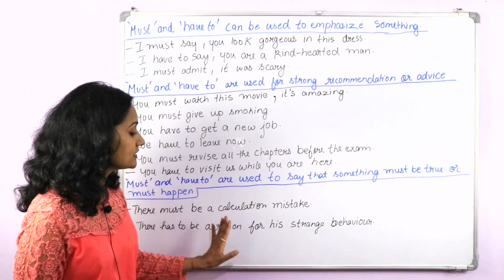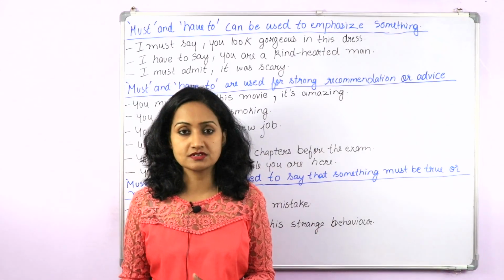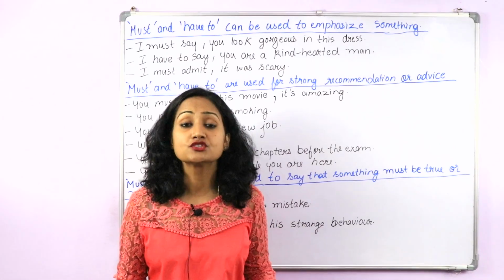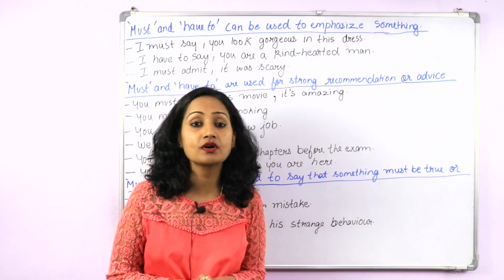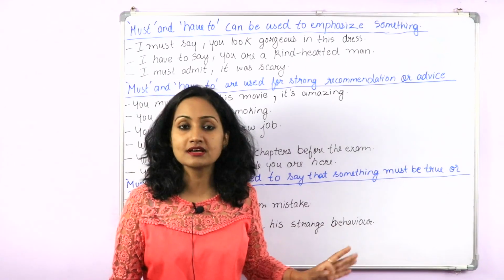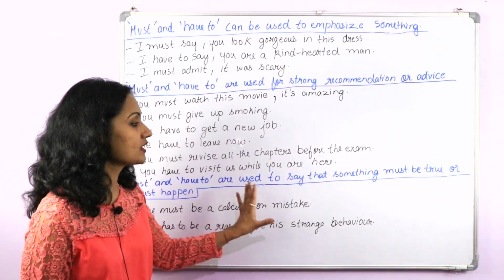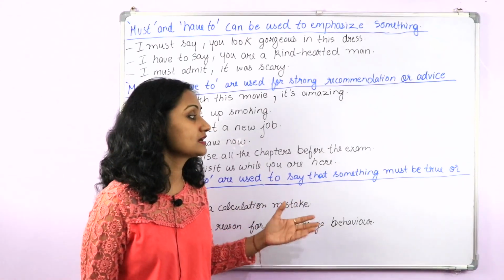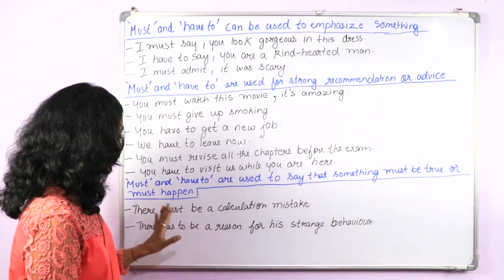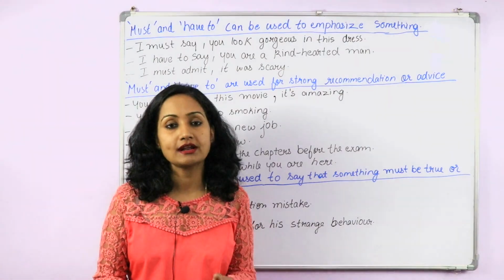There has to be a reason for his strange behavior. He is a nice person. He never behaves badly. So there must have been a reason, or there has to be a reason for his strange behavior. Let's go and ask him, what's the matter? So this way, whenever you talk about something that must be true or must happen, in that case you can use must or have to.